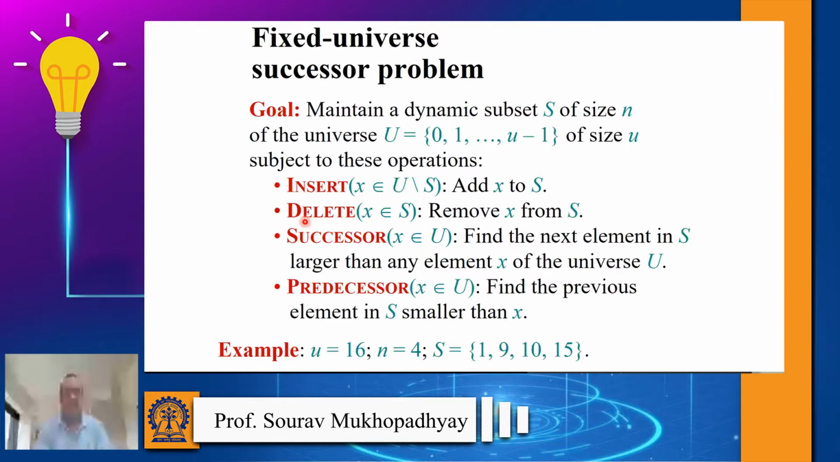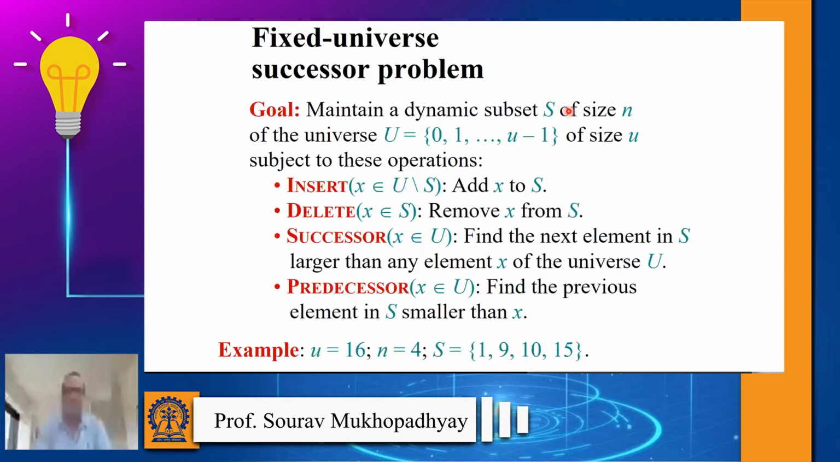Now there is a property on this S: we know the universe where S is coming from. That is known, so that's why it is called fixed universe. S is a subset of this universe U. So our keys are basically any values from 0, 1 up to U minus 1. That is the assumption, and that is called fixed universe.